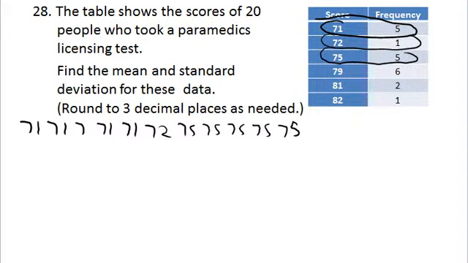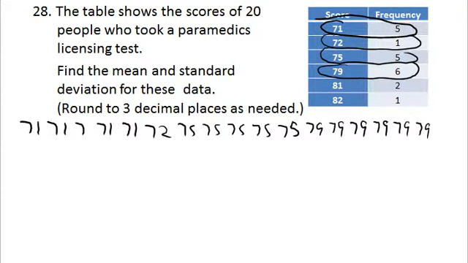I'm not saying you need to write these out because I think you can get good enough that you don't need to, but I am going to do it just to show you and assure you that this is how it's to be interpreted. So 79 goes 6 times, 1, 2, 3, 4, 5, 6, and then there are two 81s, and I'll just put them down here, 81, 81, and finally 82.